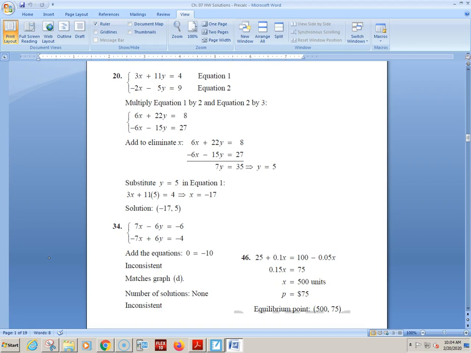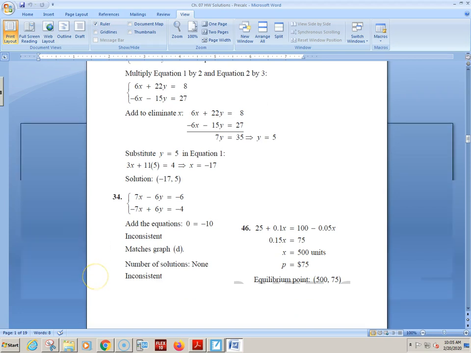Number 20 was consistent. There was a solution, and only one solution, -17/5. Number 34 matches with D. Of course, they give you the justification if you were to solve it. They're inconsistent, or their slopes are the same if you were to get y by itself, with rise over run.